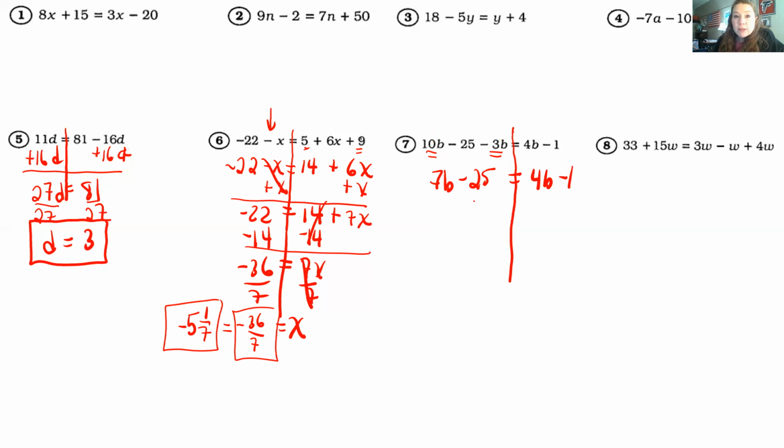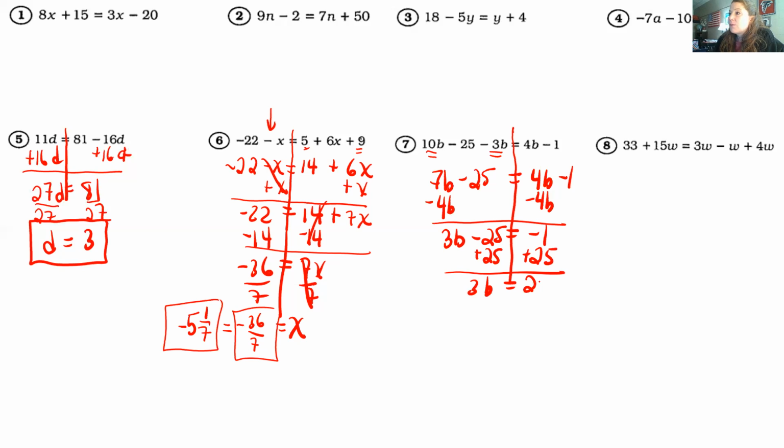So I'm going to get rid of my smallest variable, which is 4b. I'm going to subtract 4b from both sides. So 7b minus 4b is 3b minus 25 equals -1. I want b by itself, so I'm going to add 25 to both sides. I get 3b is equal to 24.